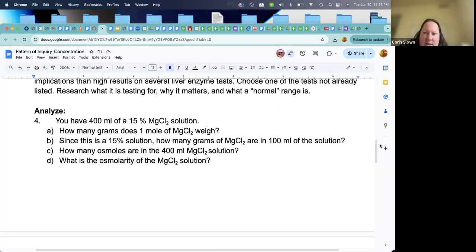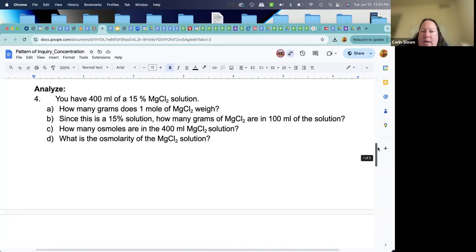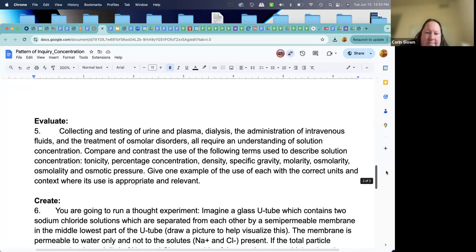All right. Number 4 is an analysis. So this is asking you to apply your understanding of the van 't Hoff factor and osmolarity. You've got a couple of components of that calculation.